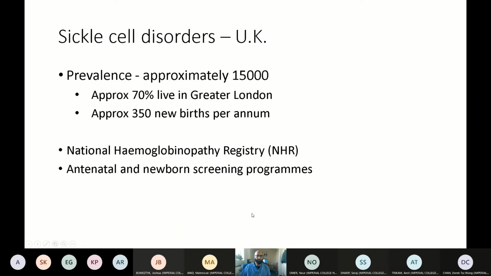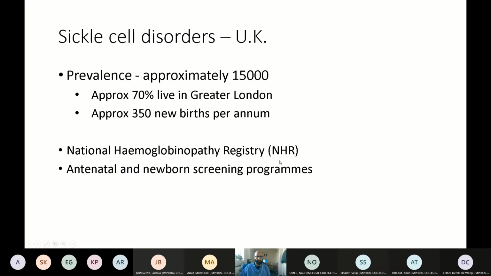Looking a bit closer to home in the UK, there are about 15,000 patients with sickle cell disease living in the UK, and approximately 70% live in the southeast of the country, around the Greater London area. There are about 350 new births of babies born with sickle cell disease per annum. And in 2010, the National Hemoglobinopathy Registry was set up to record data, events, and outcomes on patients with sickle cell disease, and to try and get some better epidemiological data, as well as data to guide clinical management.